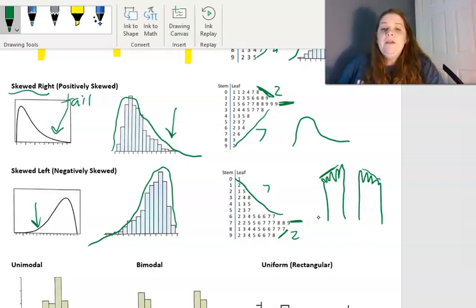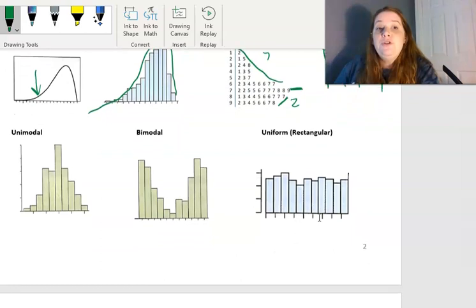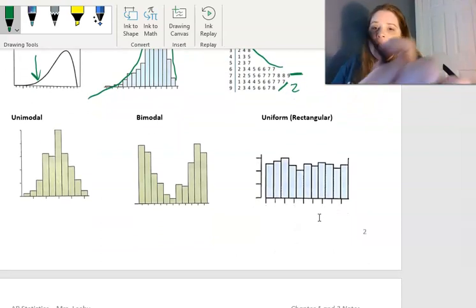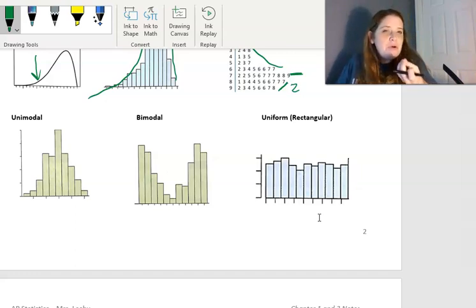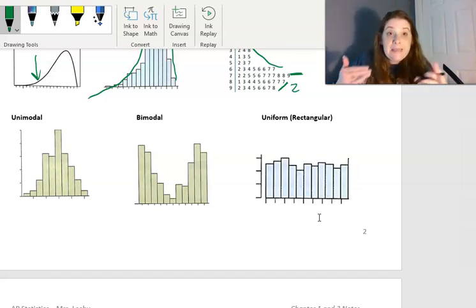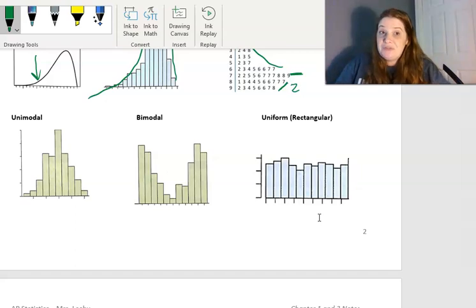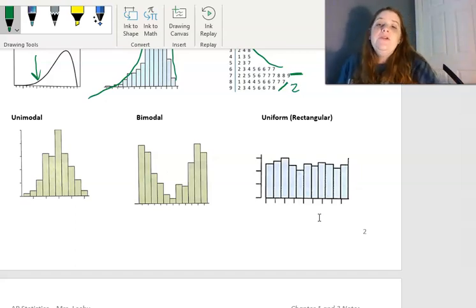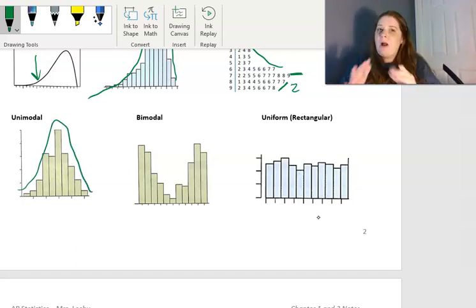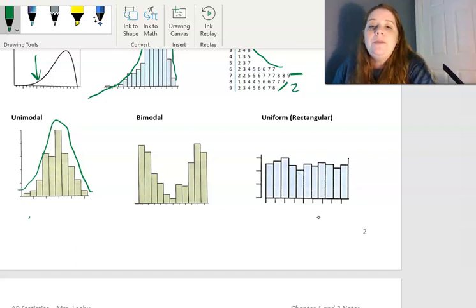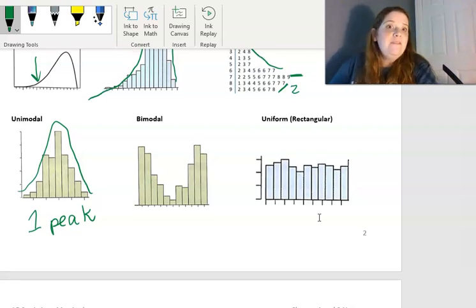Okay, now another word that we sometimes use to describe shape is the word unimodal. Modal comes from the word mode, like mean, median, and mode, so the most frequent value. So what we're looking for here is a graph that kind of looks like a mountain for the most part. It's a graph that rises to a single peak. So we're looking for a graph that has one peak. A lot of these graphs have one peak.